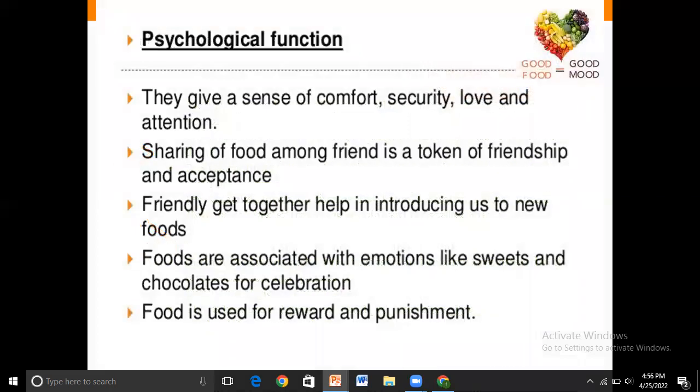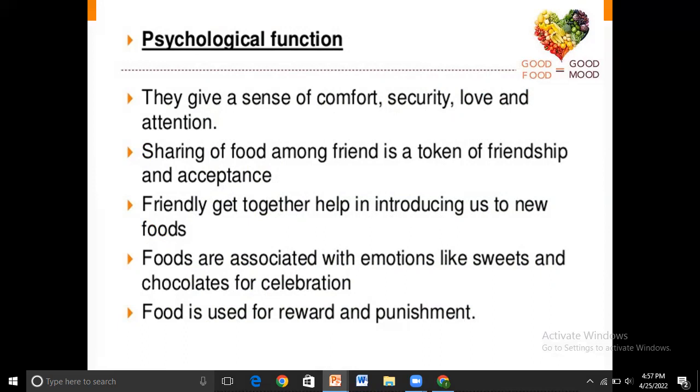Then psychological functions: it gives a sense of comfort, love, security, attention. When you give food to somebody, it means that you love them, you care for them. Also, a lot of people think that if you eat your favorite food, you feel good about yourself, right? You feel a sense of comfort. Then about homely foods, when you're staying away from home in your hostel, you have a longing for your mother's food, right? Not just because of the taste, but because it shows some sort of attachment, comfort, security.